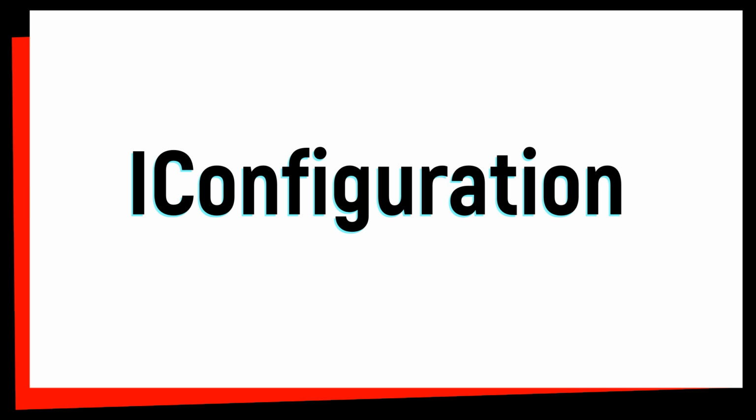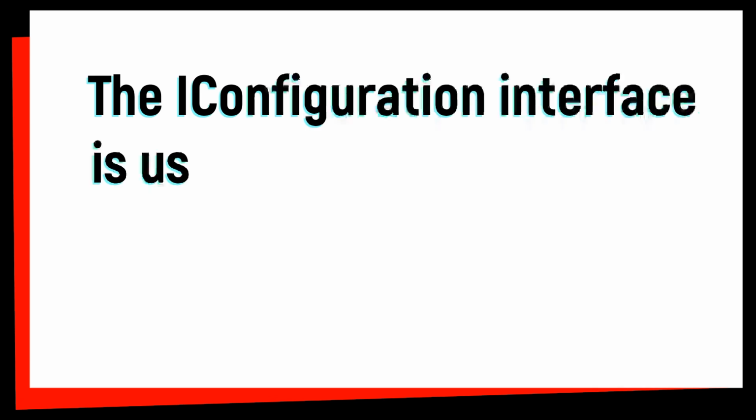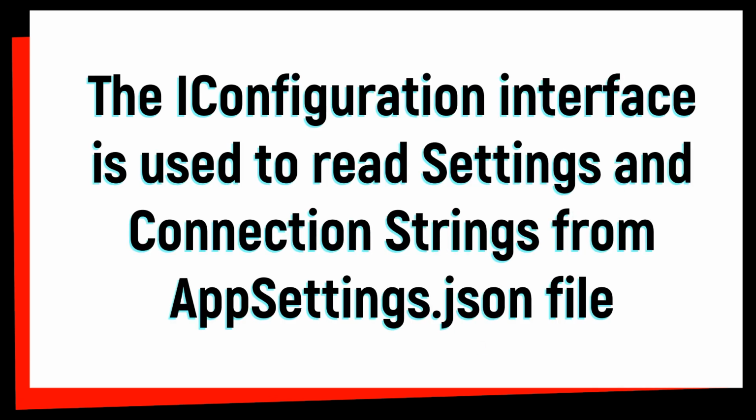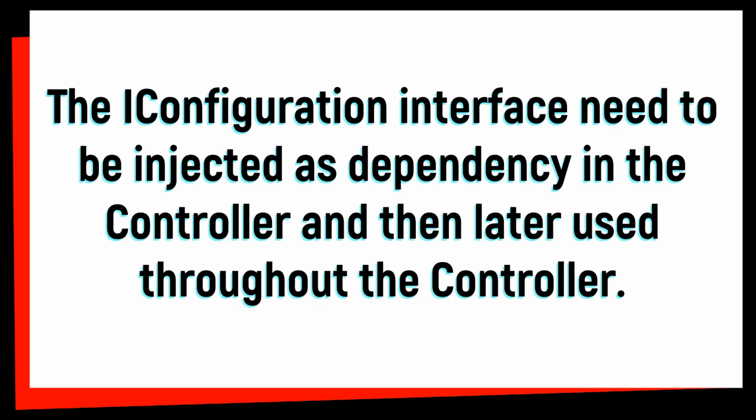IConfiguration. What is IConfiguration? IConfiguration is an interface which is used for reading settings and connection strings from the appsettings.json file. We will be storing all settings and connection string related information in the appsettings.json file. So for reading that, we will be using the interface IConfiguration. The IConfiguration interface needs to be injected as a dependency in the controller and then later used throughout the controller.